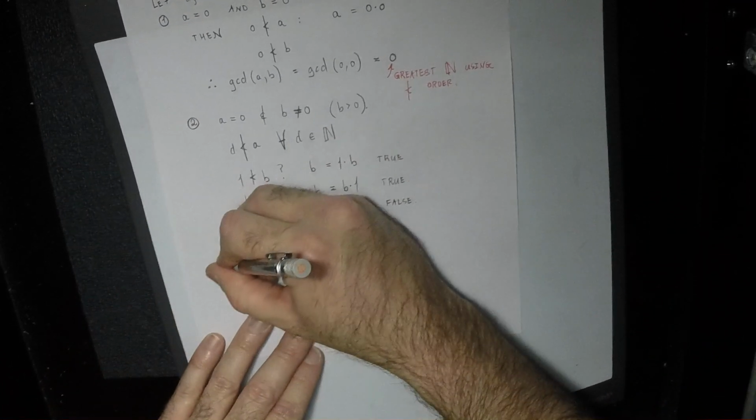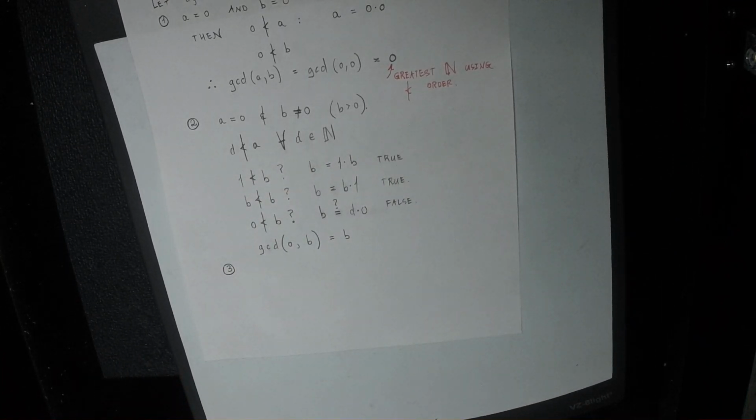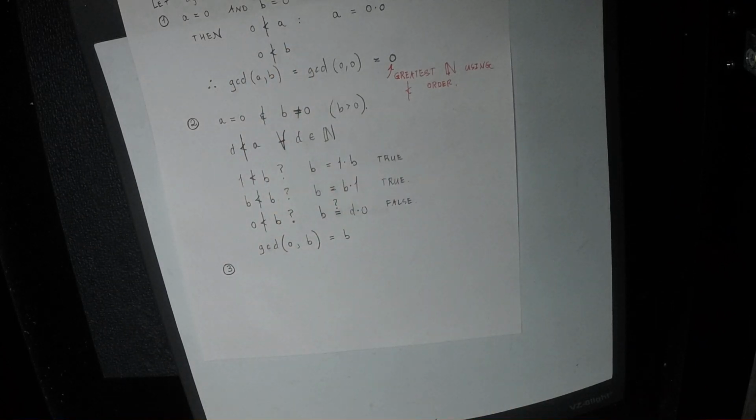Finally, now we're in the case where neither one of them is going to be 0. So we did the case when both of them are 0. We did the case when one of them is 0. So now let's consider the case when neither one is 0.